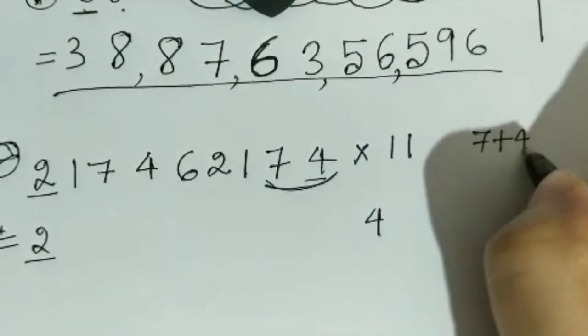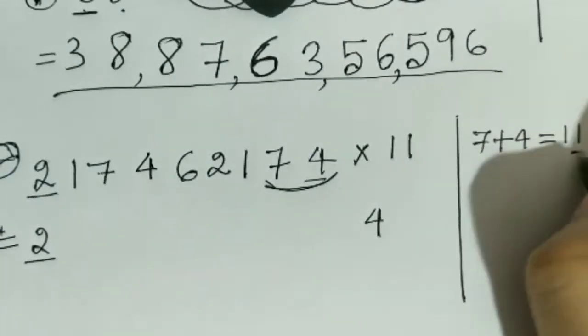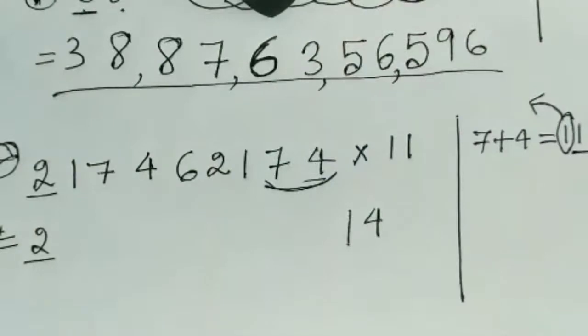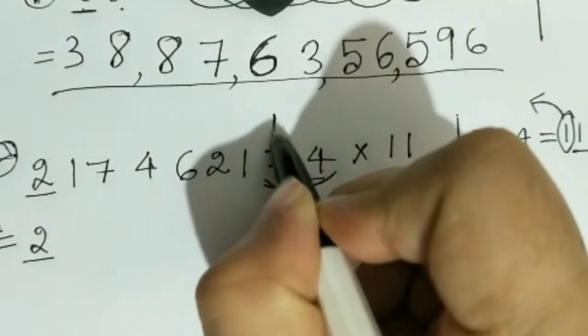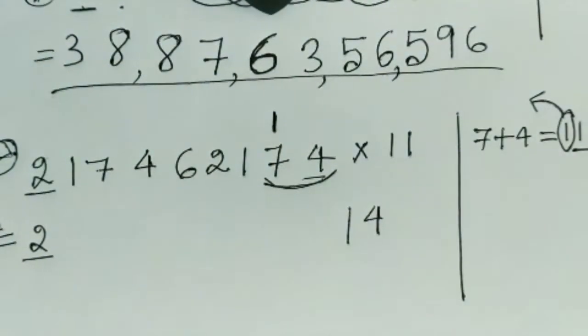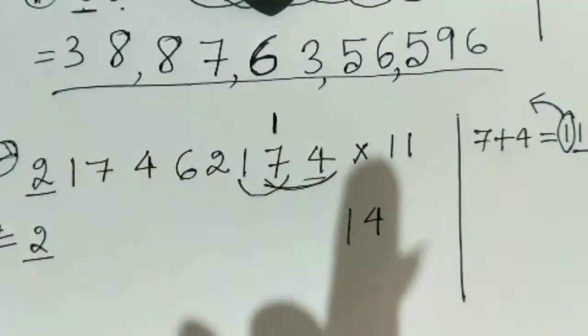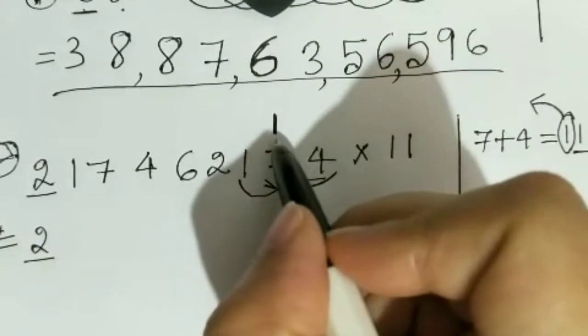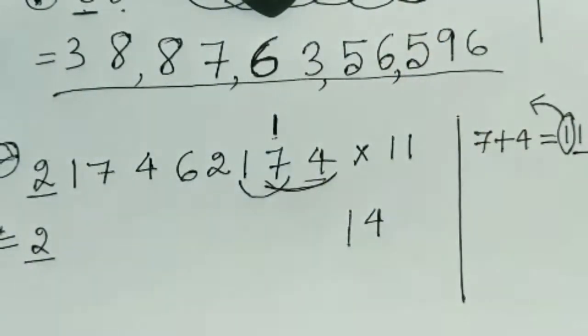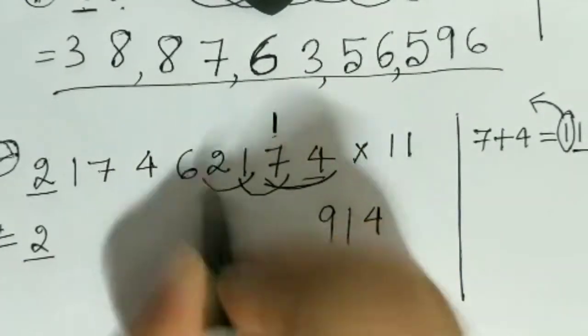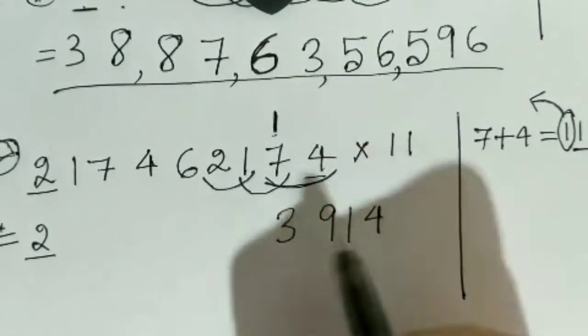7 plus 4 is equal to 11. We will write 1 here and this one will be carried out. And we will write that one just above 7. Then 7 plus 1 is equal to 8, plus that carried out 1 is added, so it becomes 9. Then 2 plus 1 is equal to 3.